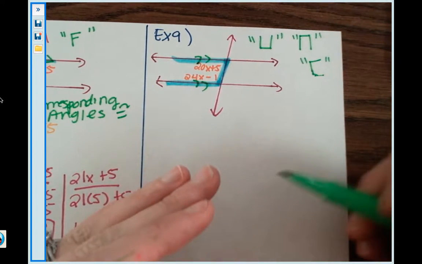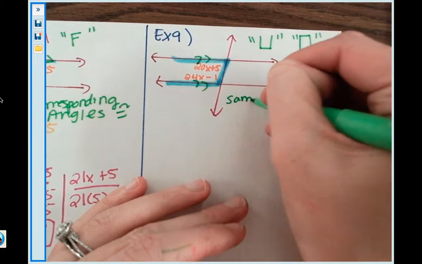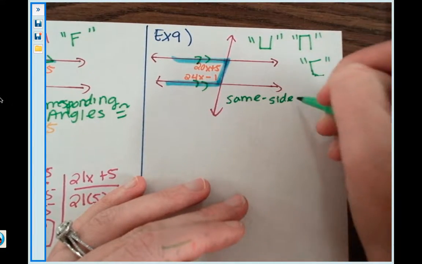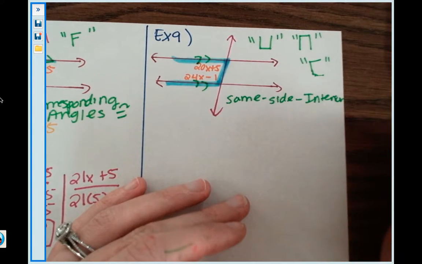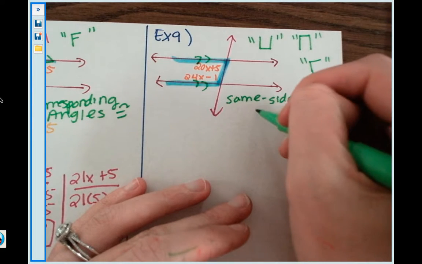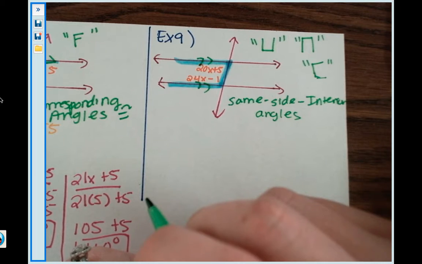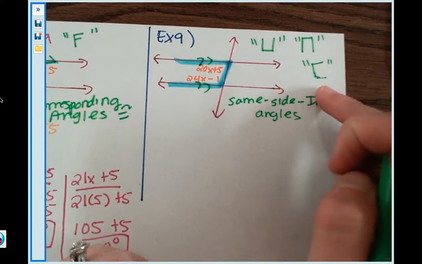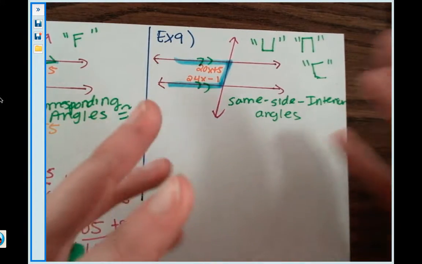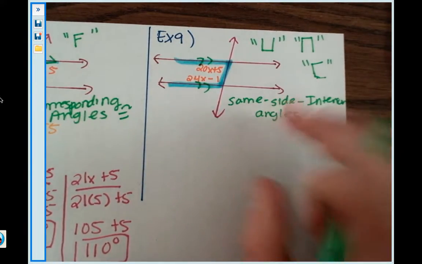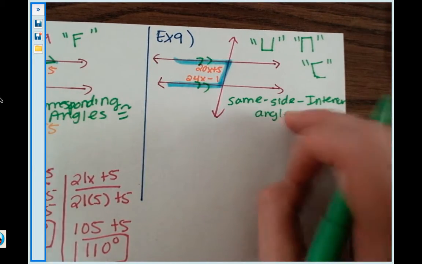Oh man, you guys got it. It is same side interior angles, sometimes referred to as consecutive angles, but not always. And how do these angles relate? Same side interior angles make the C shape, same side, supplementary. Remember, all that sound goes together. These are the only ones that are supplementary, you guys. So same side interior angles are supplementary.